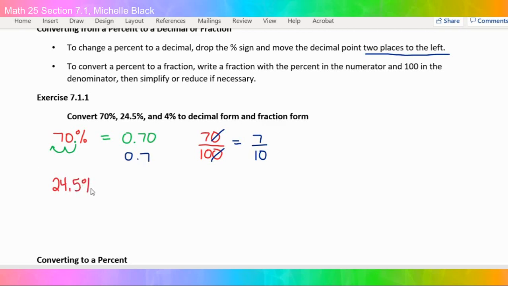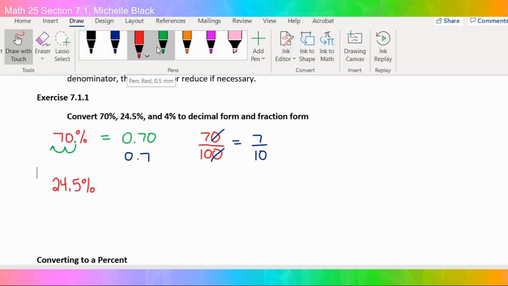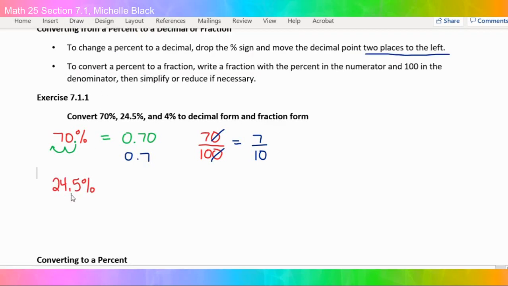All right, the second one we want to do is the 24.5%. In this one, we can see the decimal point, so I know where it is and where I should start moving it. I'm going to move it 2 times to the left, which means as a decimal, this is going to be 0.245.